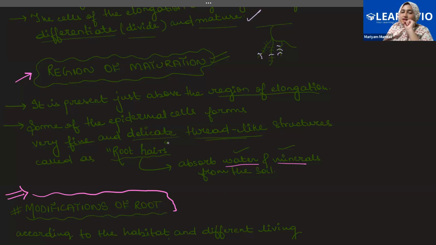Some of the epidermal cells form very fine and delicate, thread-like structures that are known as root hairs. Now, just imagine them as accessories, and they help to absorb more and more water and minerals from the soil. Like normally, let's just say that the roots will absorb 5 milliliters of water and minerals, but with the help of root hairs, it can expand the amount of water it can absorb. Clear?